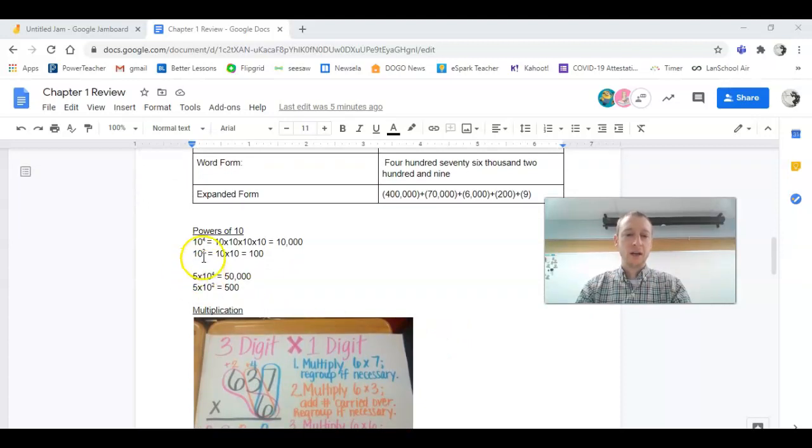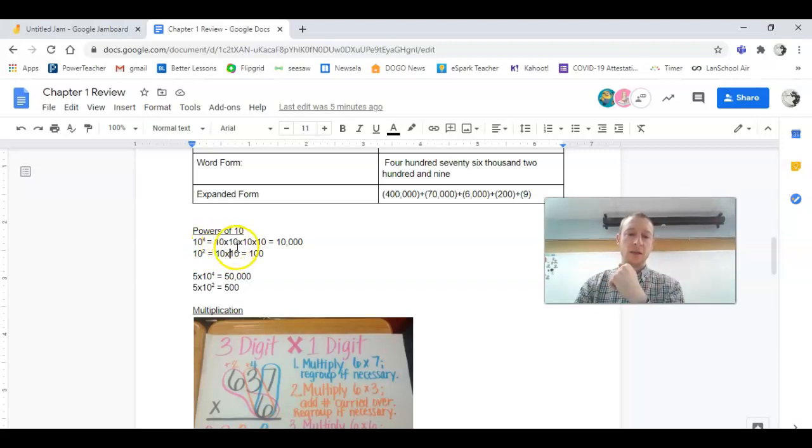Powers of 10. The key thing here, guys, remember, is the base is the 10. This is the number that we're multiplying by itself. The exponent, the 4, tells me how many times to multiply it. So 10 to the 4th means I'm going to multiply 10 by itself 4 times.